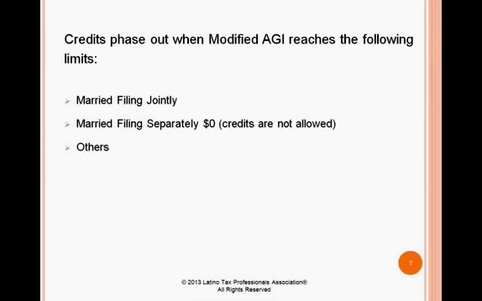Now, there are some phase-outs when modified AGI reaches certain limits. The limits vary between being married or head of household or married filing jointly, and it varies between credits. So you want to be sure to check the instructions of the 1040 and specifically whichever credit you're going to apply to determine what those phase-outs are and to see if your clients continue to qualify for them. If it's married filing separate, that's easy. The phase-out is 0. No credits are allowed.